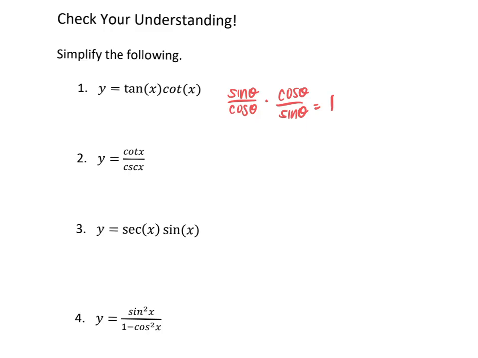Okay, number 2, I'm also going to put in terms of sine and cosine. So the numerator would be cosine x over sine x, and then we're dividing by 1 over sine x. Okay, and then how do we divide two fractions? Well, we can multiply by the reciprocal. So I'm going to take cosine x over sine x and multiply by the reciprocal of 1 over sine x, which is sine x over 1. And then sine x divided by sine x is 1, so we're left with cosine x.